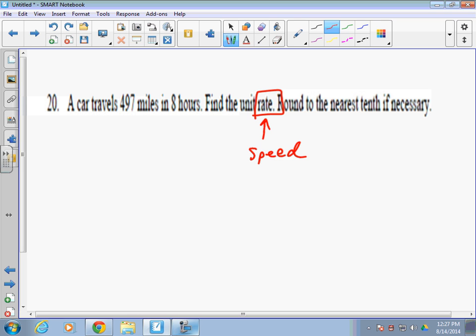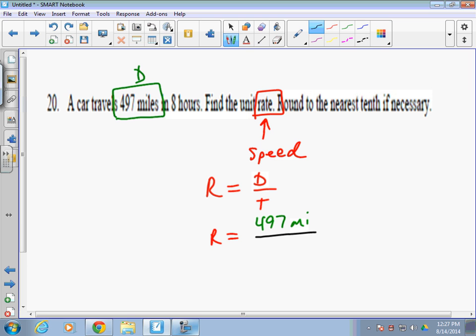You're looking for rate, so you're looking for the one that says R equals D over T. And then you just got to make sure you plug them into the correct spot. So rate's the one you don't know. We're going to leave it as a variable R. We're going to plug in our distance. Distance is 497 miles. So on top, 497 miles. And then we're going to plug in on the bottom our T, or our time, which is 8 hours. That's our T.